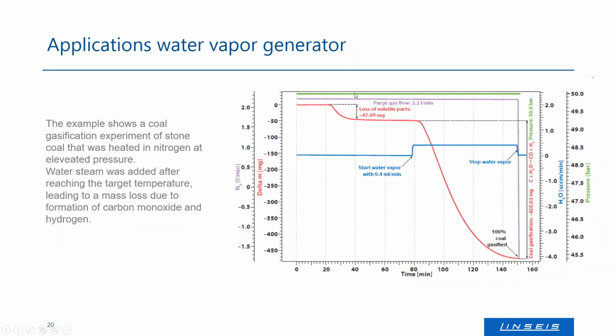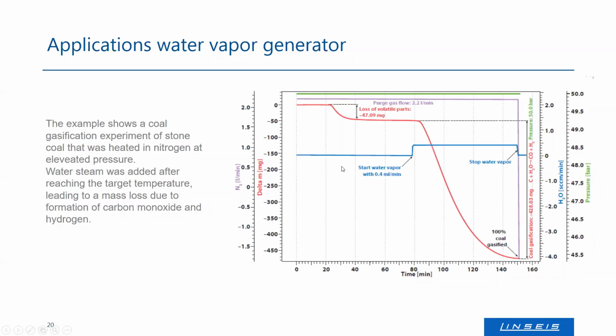There was purge gas flowing all the time, which is the purple curve. The green curve is just a pressure indicator. What was measured was the mass change. So the sample was heated under inert atmosphere, and here you saw a little mass change. You lost some volatiles. Then it was further heated to target temperature. The mass was stable, and somewhere here the target temperature was reached.